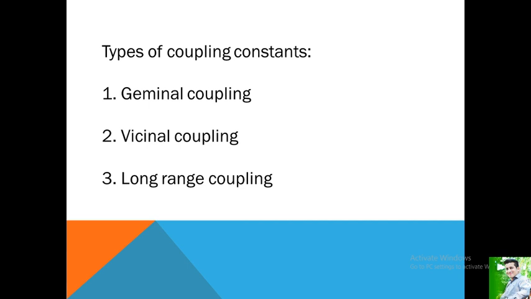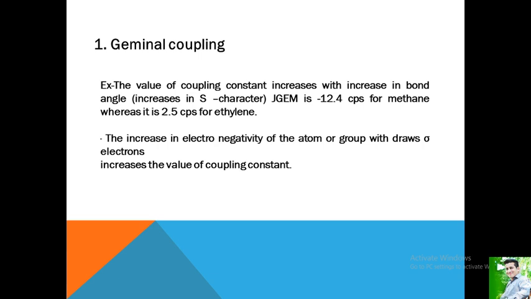So in the next slide, here we can see the types of coupling constant. In coupling constant, there are different types of coupling. The first one is geminal coupling, the second is vicinal coupling, and the third is long range coupling. In the case of geminal protons, the protons are attached to the same carbon atom having different chemical environments in a saturated compound. The J value depends upon the bond angle. Geminal bonds are separated by two bonds.